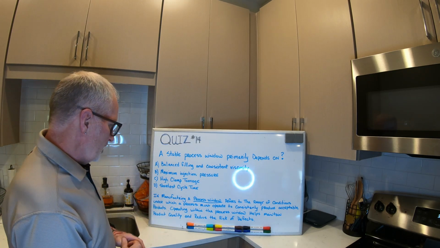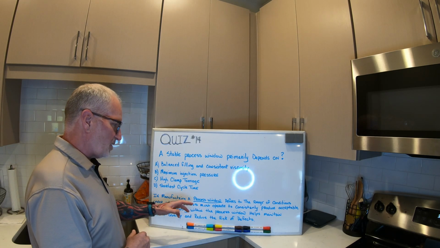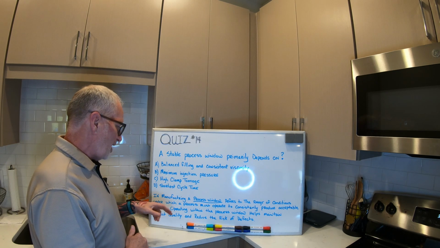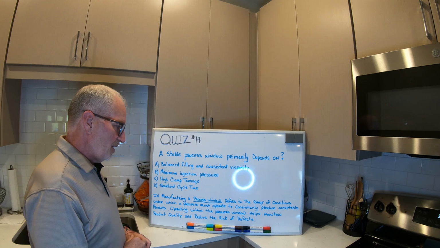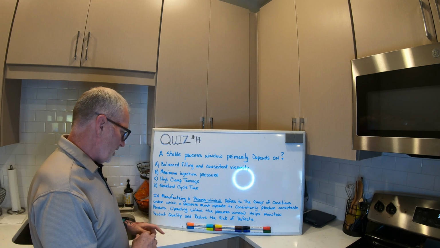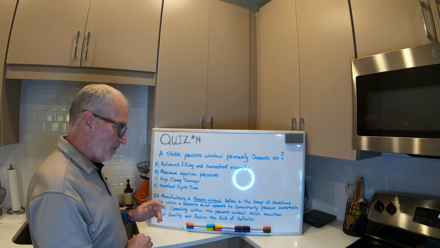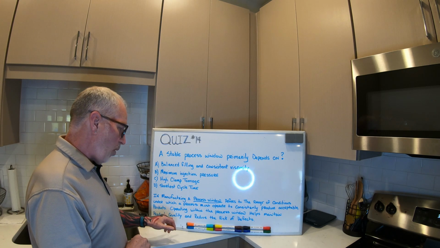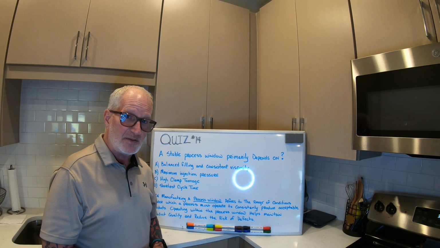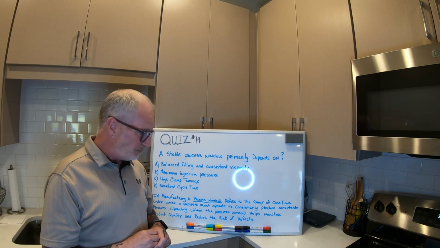So to give you a little bit more of what the process window is: in manufacturing, a process window refers to the range of conditions under which a process must operate to consistently produce acceptable products. Operating within the process window helps maintain product quality and reduce the risk of defects. So think about that whenever you're creating your process window.